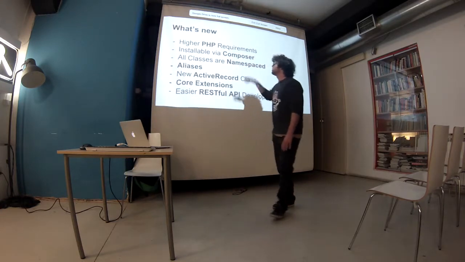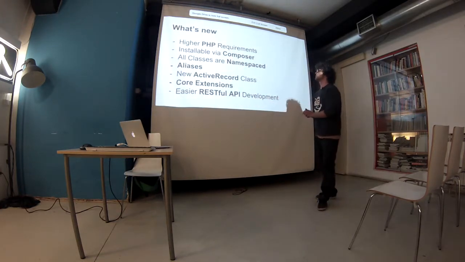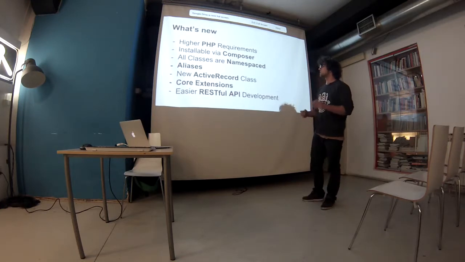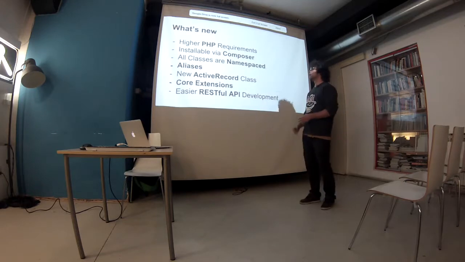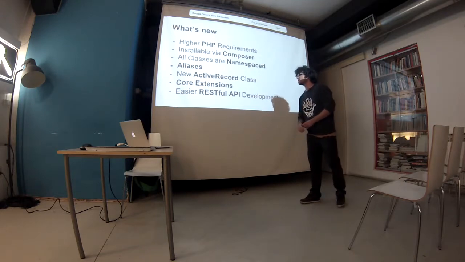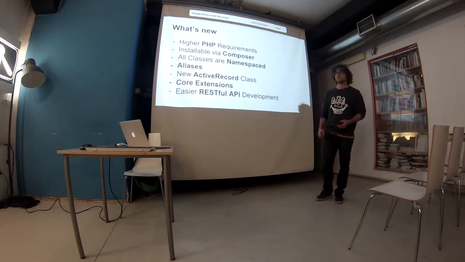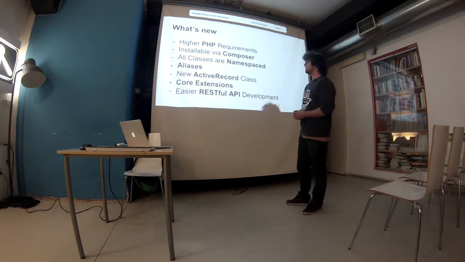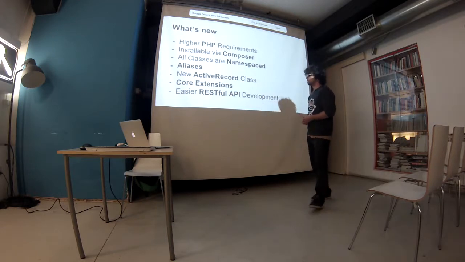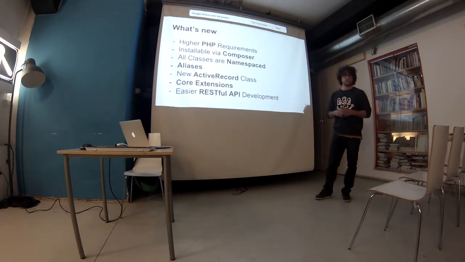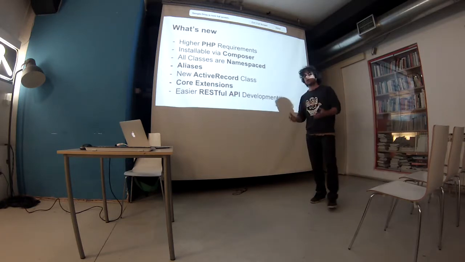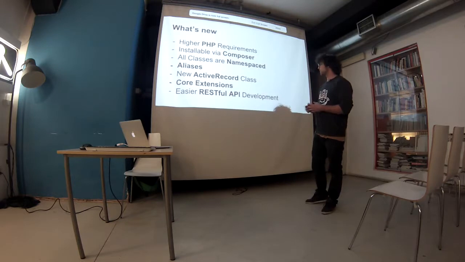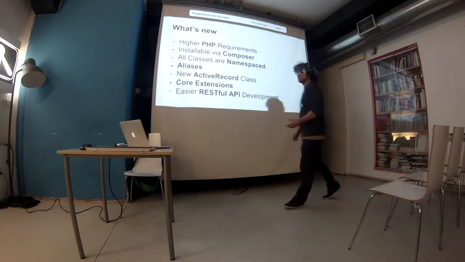What's new? I'll be talking about all of these things later, so just bear with me. The PHP requirements have changed. It's installable via Composer. All classes have been namespaced and now have fully qualified namespace names. It introduces something called aliases. Active Record has been changed and rewritten. The core extensions that now come as part of the framework are more powerful, and there are more of them. RESTful API development has been simplified.